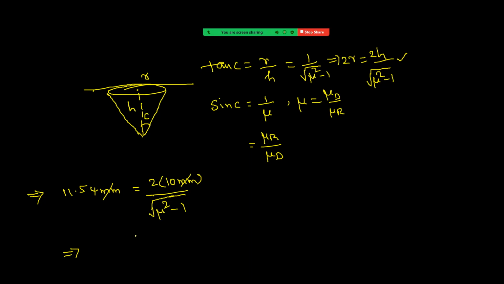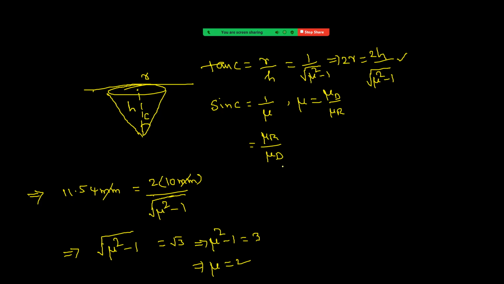And from here, what we can say is now square root of mu square minus 1 is approximately equal to root 3. We can see calculation 11.54 by 2. Now square this, mu square minus 1 equals 3. From this, mu value is 2.